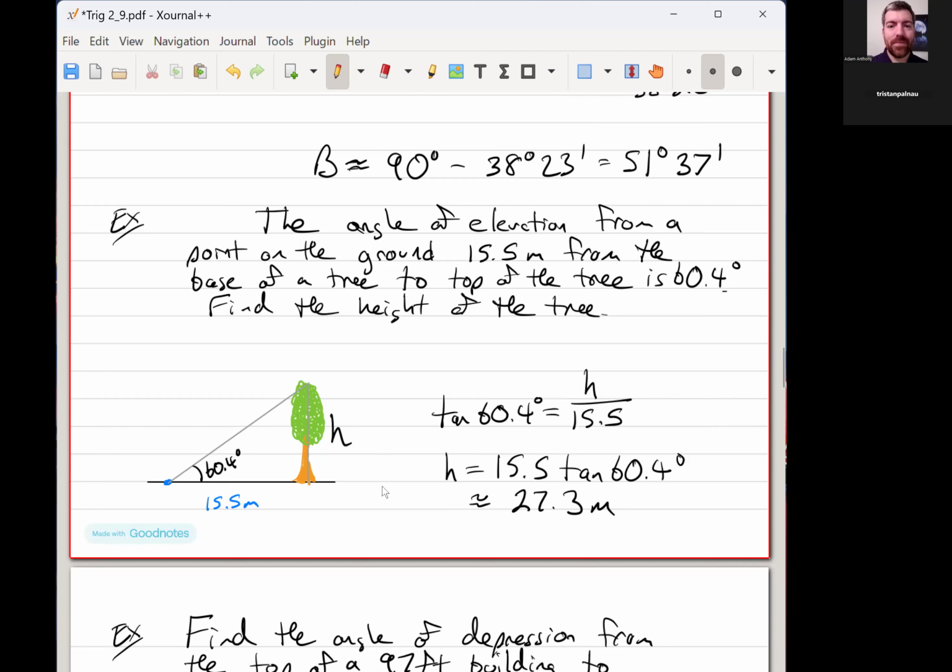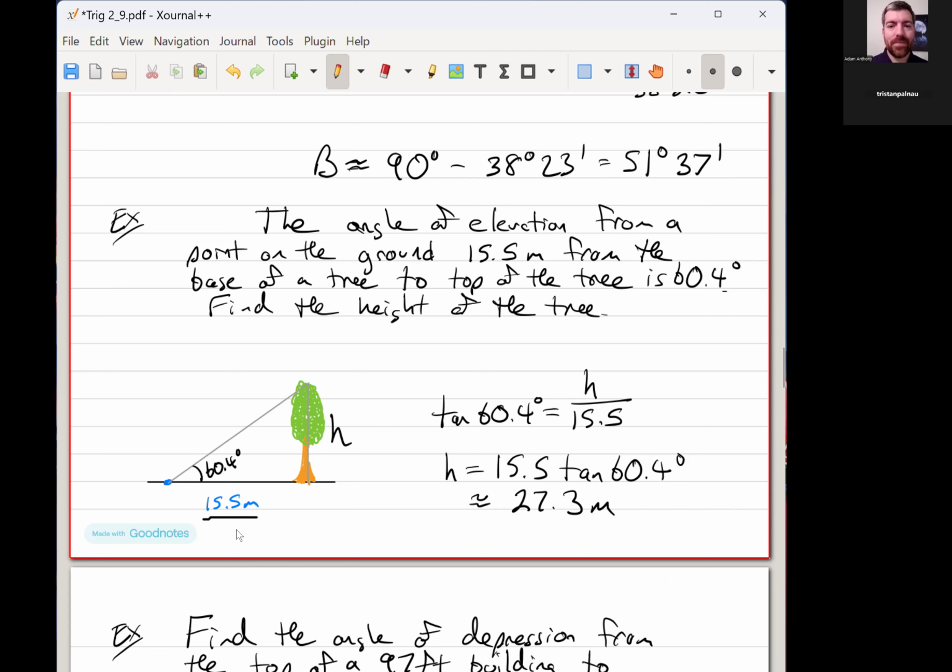We could do the tree problem again, this time without, I think we had a little kid, Joey, and he was measuring his shadow. We don't need that. We just need the distance to the tree and the angle of elevation to the top of the tree. We don't even need the sun this time, right? So the angle of elevation from a point on the ground, 15.5 meters from the base of a tree to the top of the tree is 60.4 degrees. Find the height of the tree. All right, so we have measured the distance somehow to the nearest, what, tenth of a meter, right?